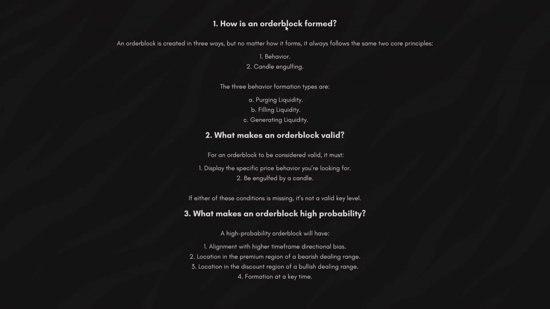First of all, let's break down how is an order block formed. Now, an order block is created in one of three ways, but regardless of which one it is, there are always two non-negotiable elements it must have. Number one, a specific type of behavior a candle or a group of candles must have. And number two, a candle engulfing that candle or that group of candles that had that behavior. Okay, that's basically the core structure.